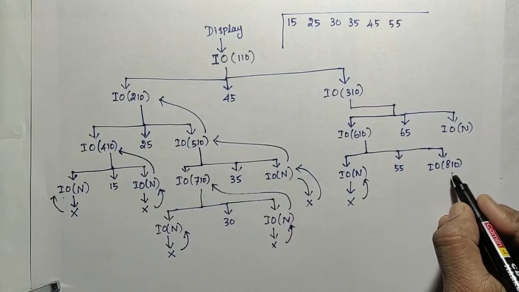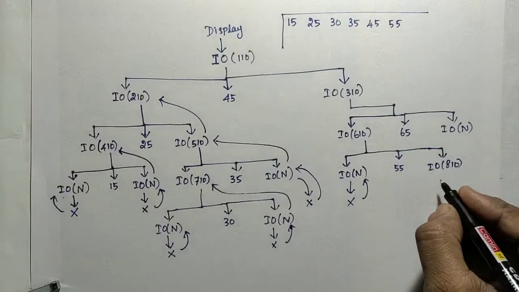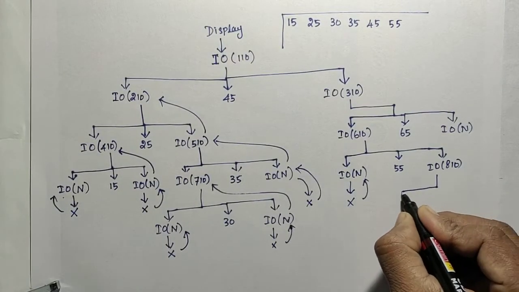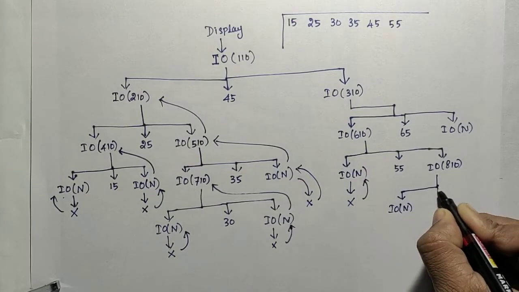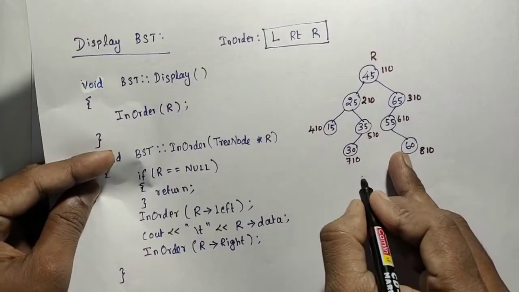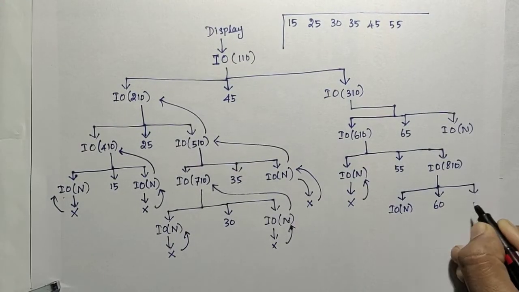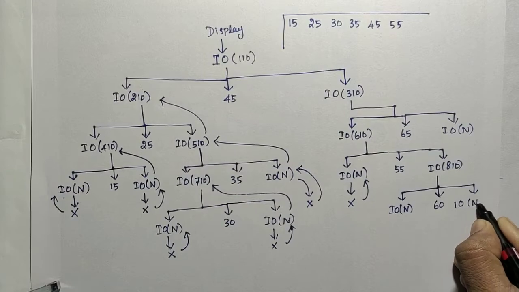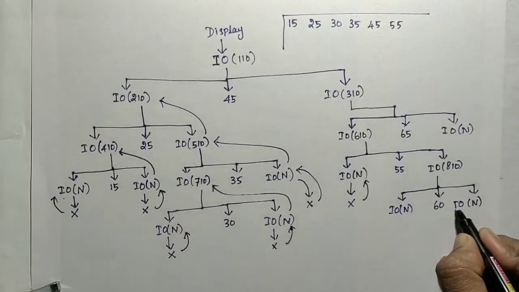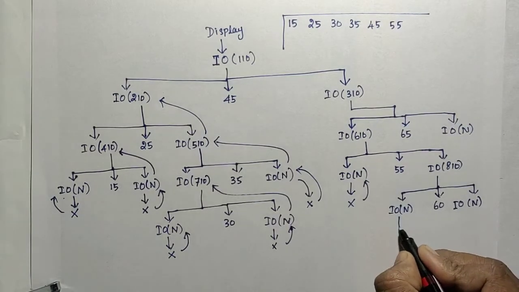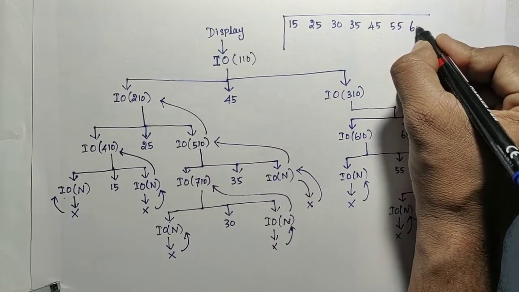The next is IO of 810. The 810 left and right will be null. So there are 3 statements. IO of left is null, and printing that 810 data. 810 data is actually 60. So 60, and then IO of null. So third, that is a right call. Right is null. So IO of null means it will not do anything, just return to the caller. Now 60 will be printed on the screen.